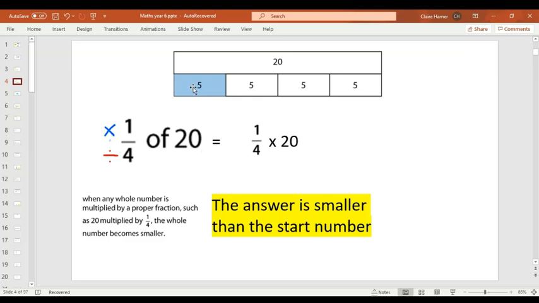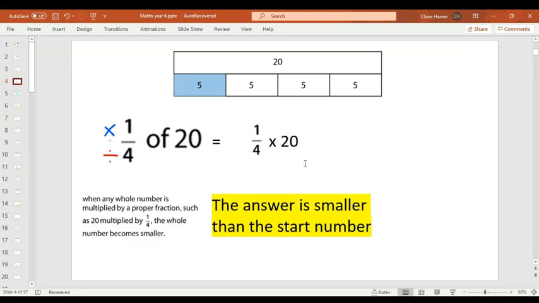Now, "of" can be represented with the multiplication symbol. Okay, they mean the same thing. So 1/4 of 20 is the same as 1/4 multiplied by 20, or 1/4 times 20. I always think that when you put the times symbol there, it makes it look harder. So you need to remember that it just means "of". And the answer, 5, is smaller than the start number.